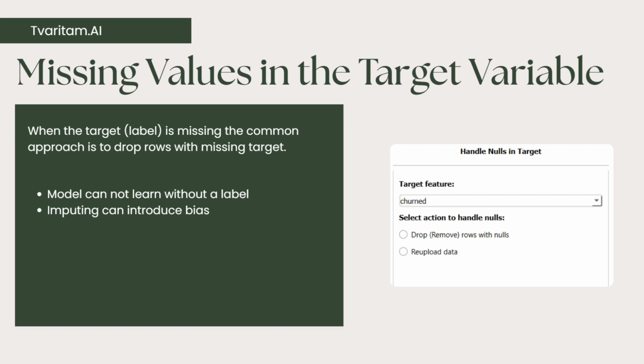Another option can also be to re-upload the dataset. If the missing values can be recovered from the backend or through a domain expert, we can check and then re-upload the data. However, imputing the target variable is generally not recommended because it can introduce bias into our model. Therefore, in most cases when the target label is missing, the safest approach is to drop the rows.